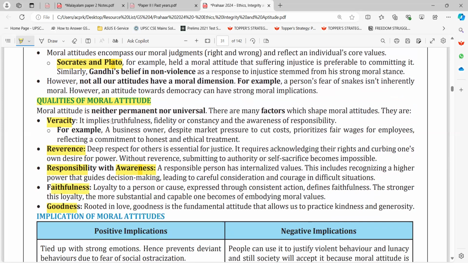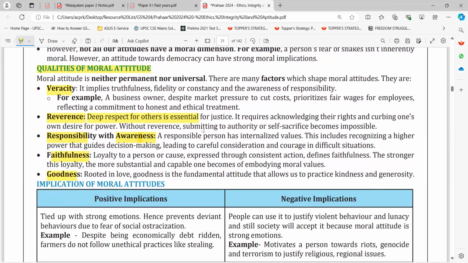For example, a business owner, despite market pressure to cut costs, prioritizes fair wages for employees, reflecting a commitment to honest and ethical treatment. Reverence. Deep respect for others is essential for justice. It requires acknowledging their rights and curbing one's own desire for power. Without reverence, submitting to authority or self sacrifice becomes impossible.